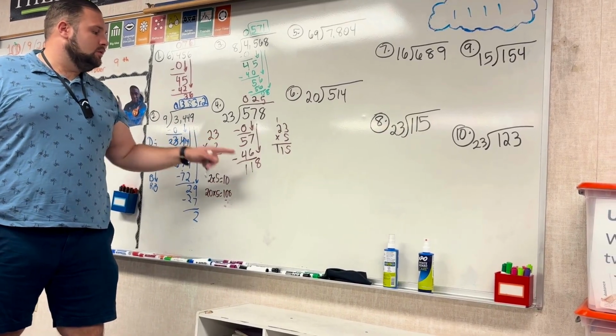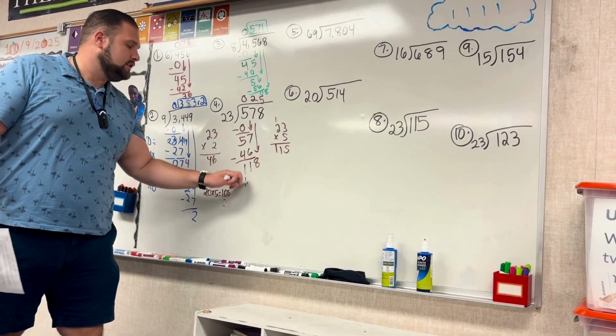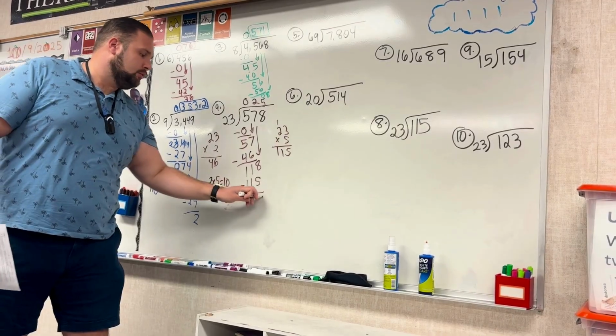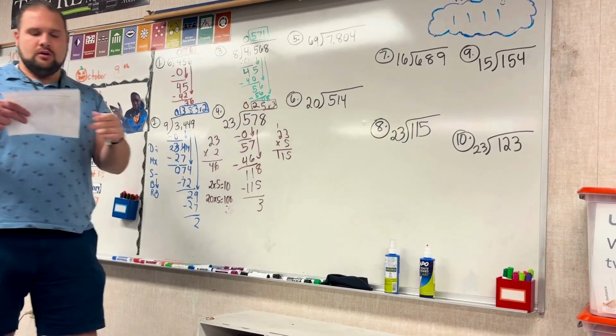23 goes into 118 5 whole times, which makes it 115. And when you subtract, you have 3 left over. That's going to be our remainder. So our answer is 25, remainder 3.